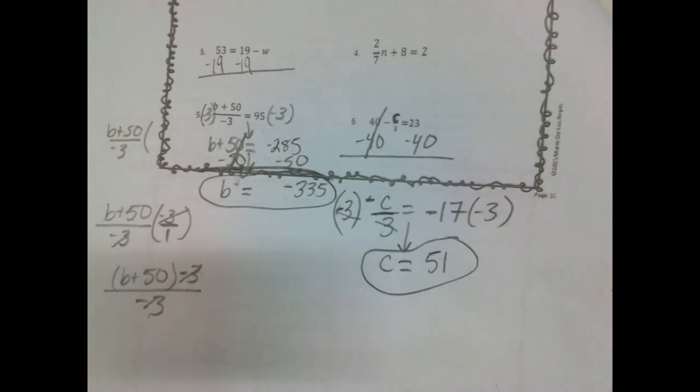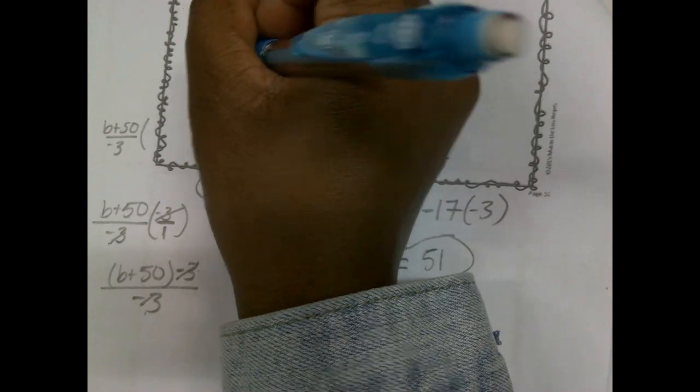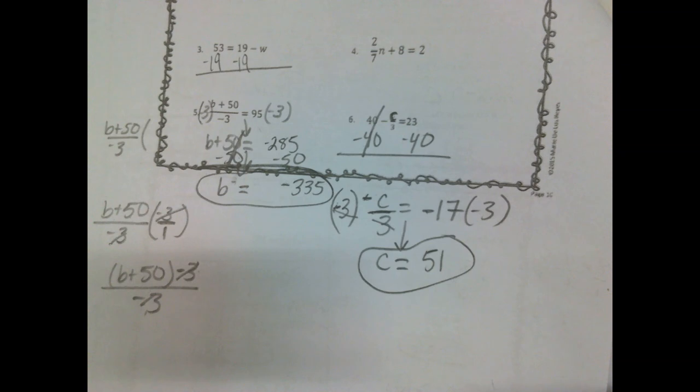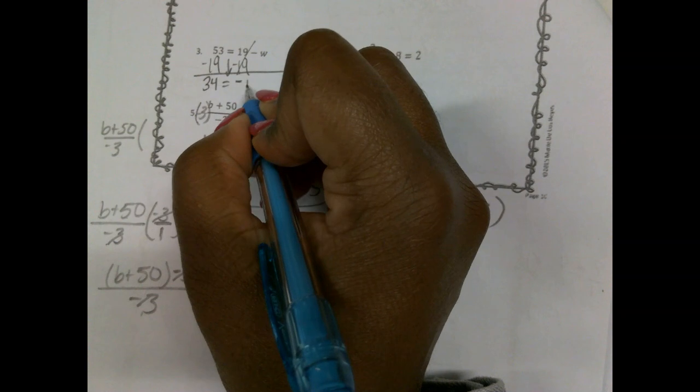So now we have 53, minus the 19. What does that give you? What's 53 minus 19? Come on, y'all. You should count. 34. This is gone and we're left with negative W.